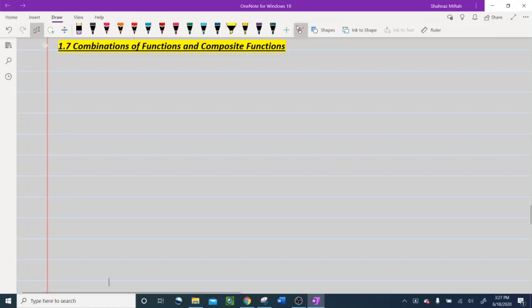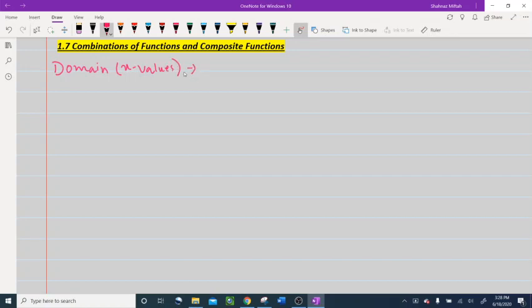Hello everybody, today we are talking about objective 1.7, combinations of functions and composite functions. So let's talk about domain first, how to find a function's domain. We already know domain is all x values. I'm just going to write here x values in the bracket.